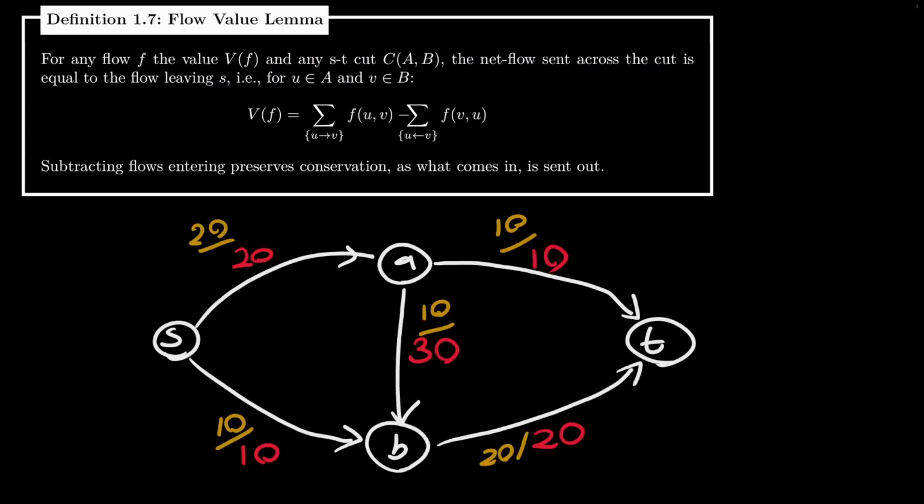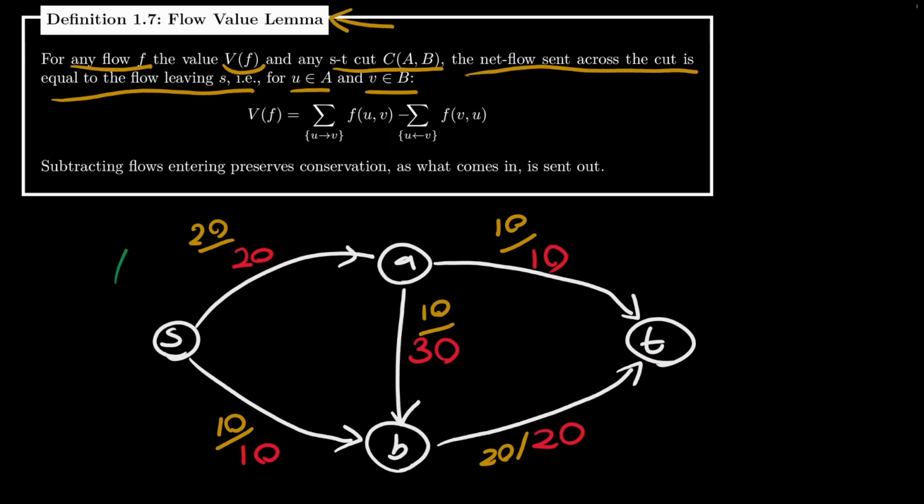So this lemma right here is going to be one of two insights that we're going to use to prove a very important fact about finding the max flow and the min cut. So here we're going to start out with the flow value lemma. This means for any flow, the value of that flow for any ST cut CAB, the net flow sent across the cut is equal to the flow leaving S. So that is for U and A and for V and B.